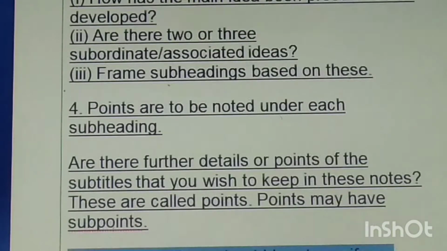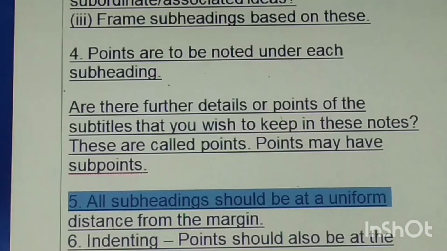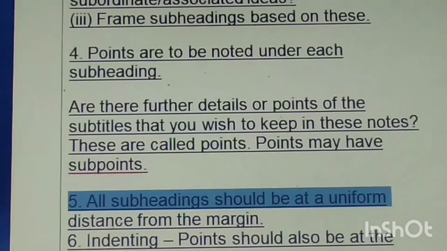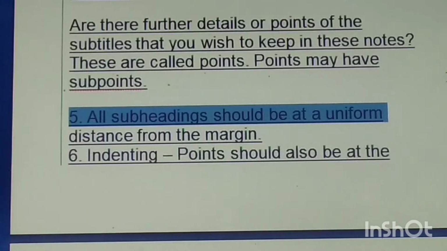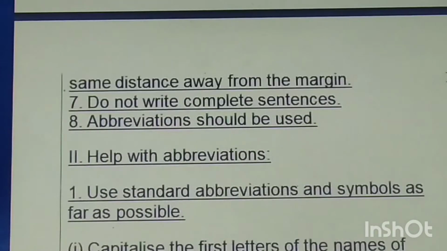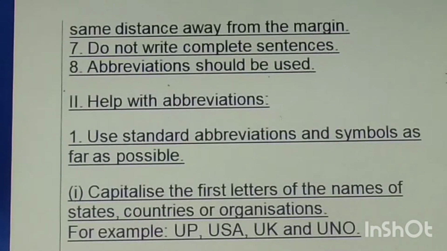4th point, very important. Points are to be noted under each subheading. Are there further details or points of the subheadings that you wish to keep in these notes? These are called points. Points may again have sub-points. All subheadings should be at a uniform distance from the margin. Indenting. Points should also be at the same distance away from the margin.